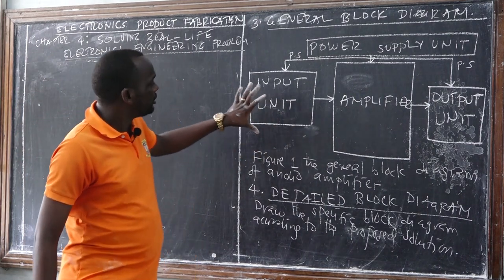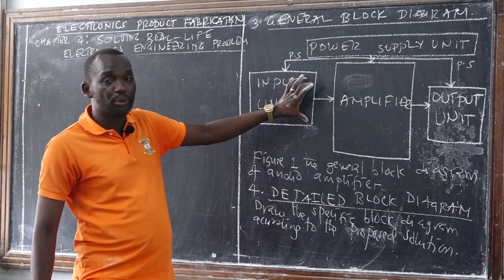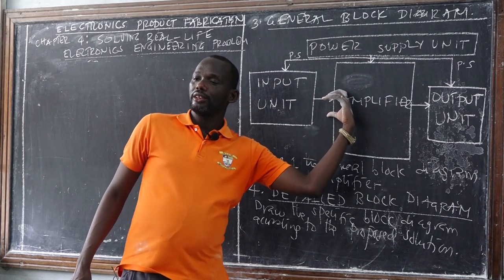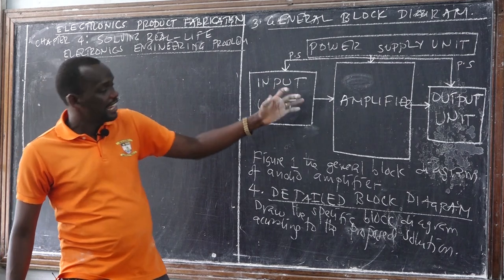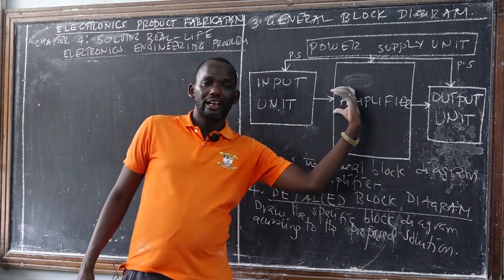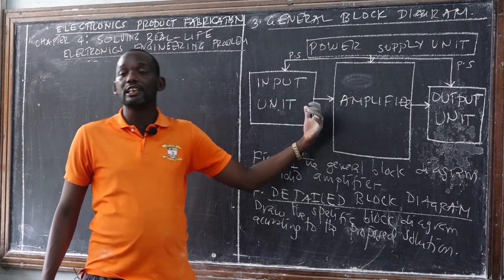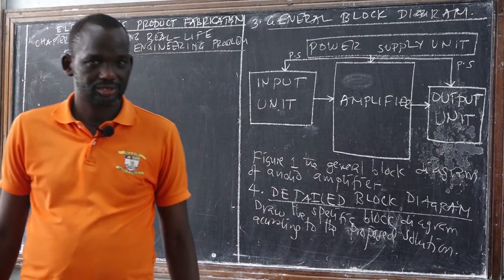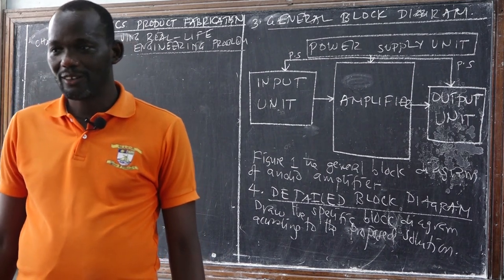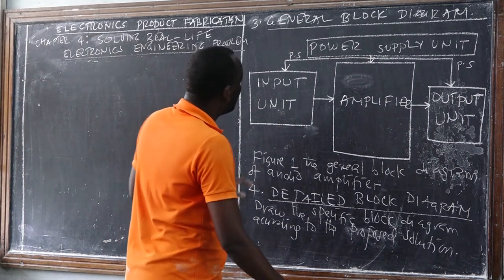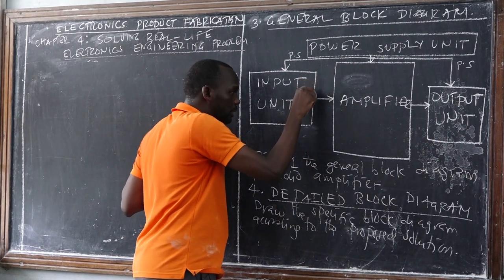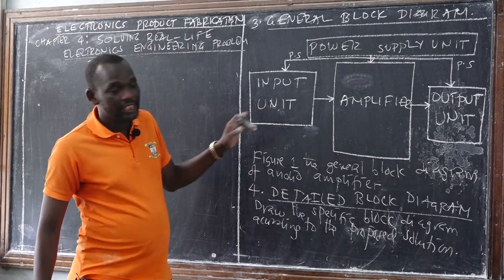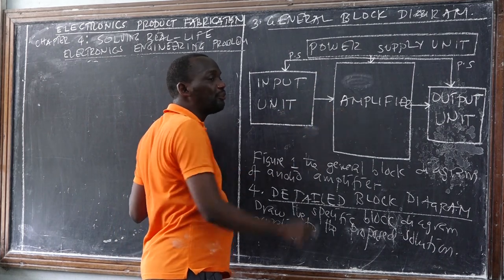remember that this is the output of the input unit, and this is the input of the amplifier. The output of the input unit and the input of the amplifier must speak the same language in order for them to interface. Did you understand what I said? No. Let me repeat. This one represents the output of the input unit, okay? And this one represents the input of the amplifier.